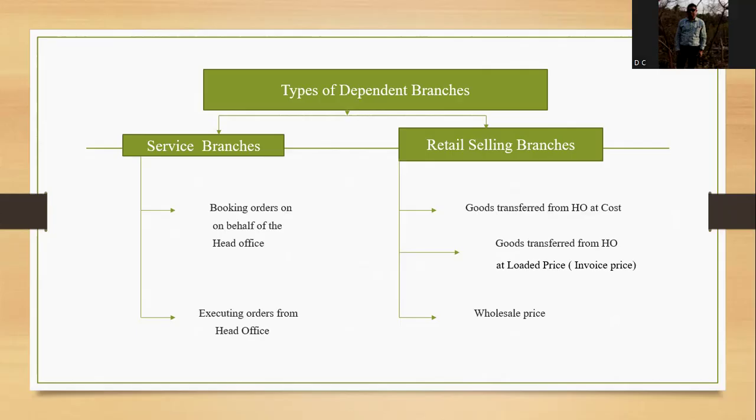So these service branches, though they are a part of the dependent branches, book or execute orders on behalf of the head office. The accounts relating to these types of branches mainly consist of expenditure accounts of salaries, wages, traveling, etc. Regarding retail selling branches, the head office not only maintains all accounting records, but also manufactures or purchases all or most of the required stock in bulk quantity. That means the head office has a great role in these retail selling branches.